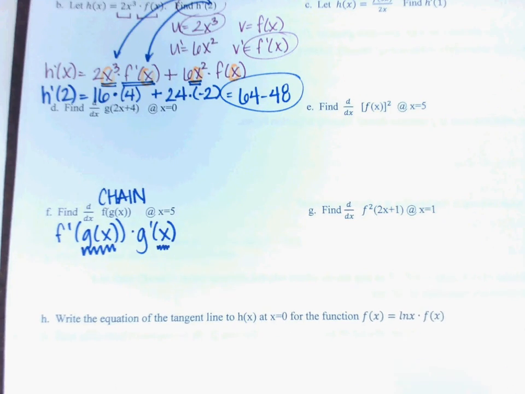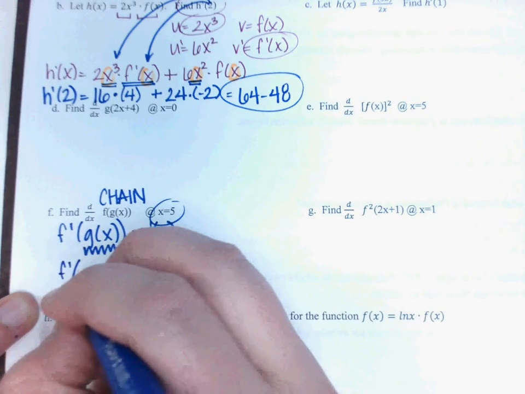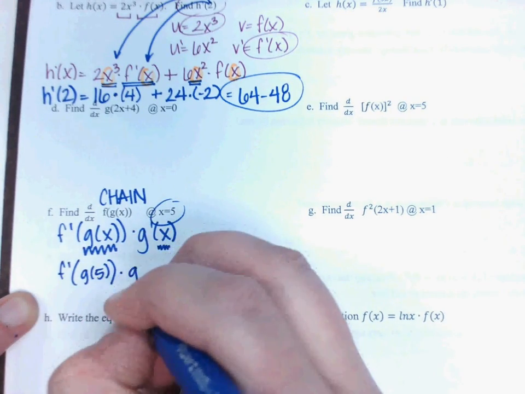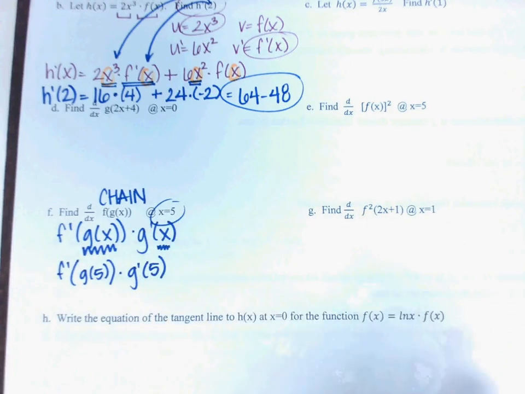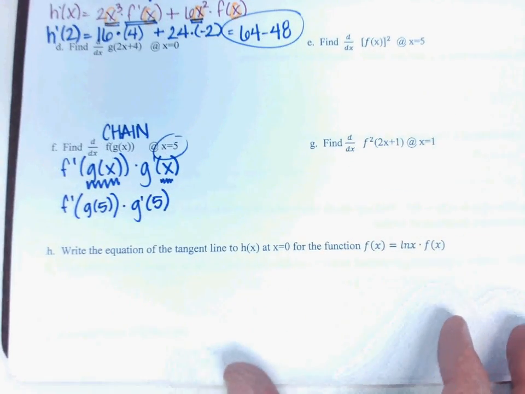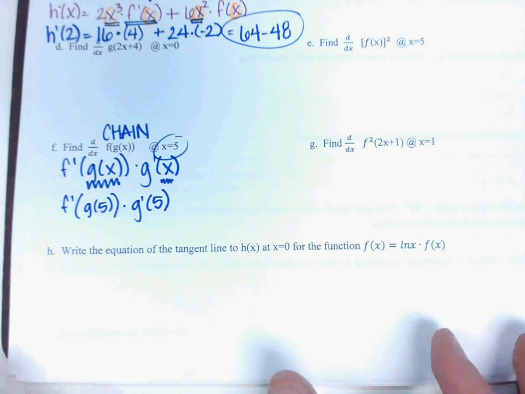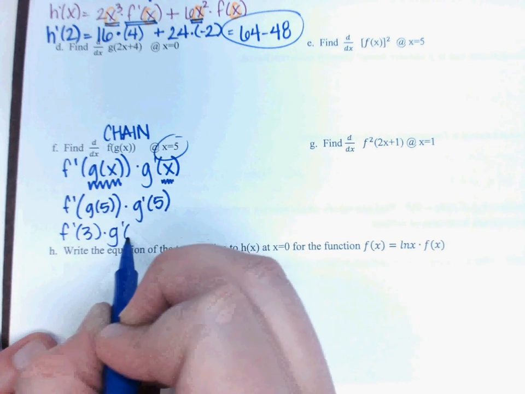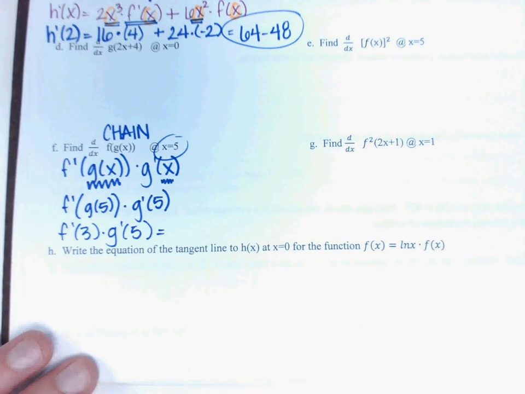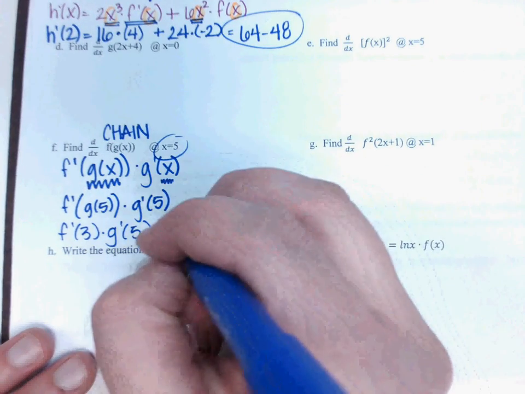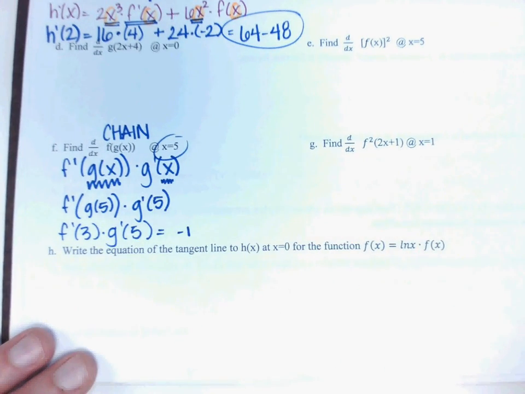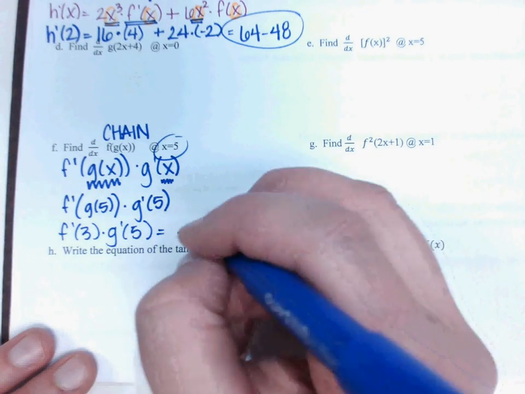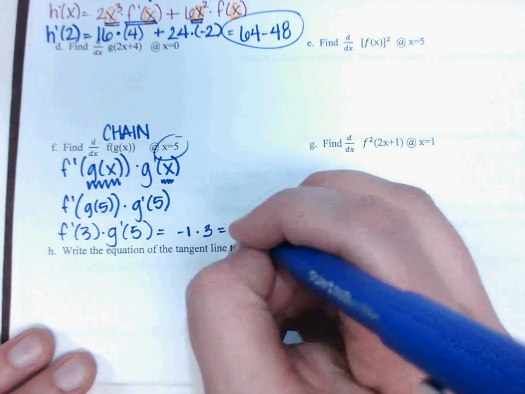Okay, from there, what are we plugging in? 5. So then I want F prime of G of 5 times G prime of 5. And then obviously you're using your table at that point. What is G of 5 in the center? 3. Okay, so I want F prime of 3 times G prime of 5. F prime of 3 is negative 1, right? And then G prime of 5 is 3. So it'd be negative 3 overall.